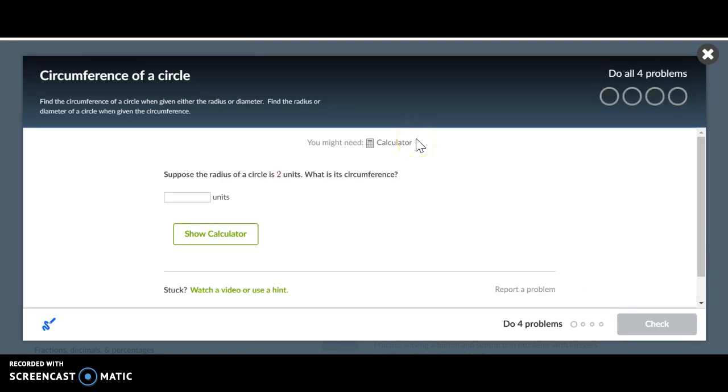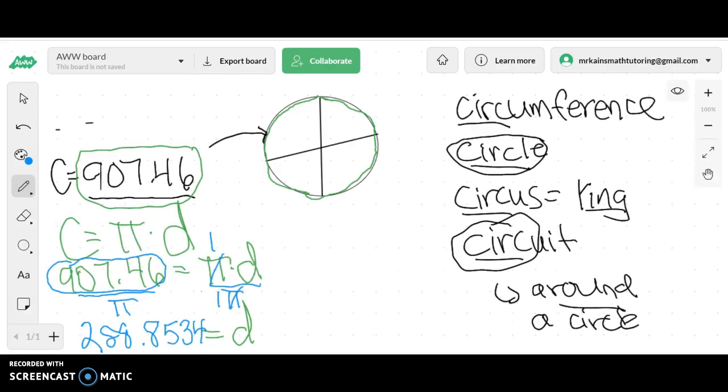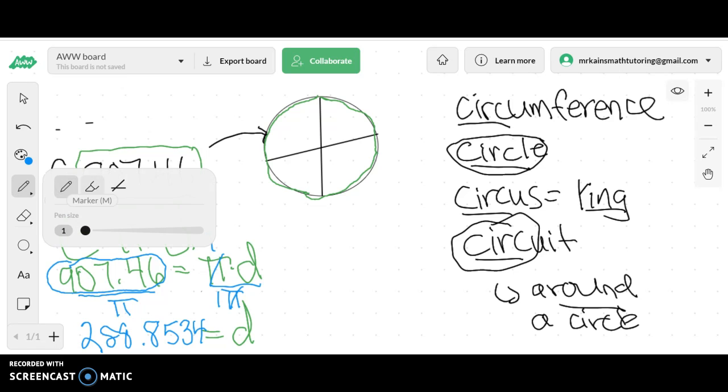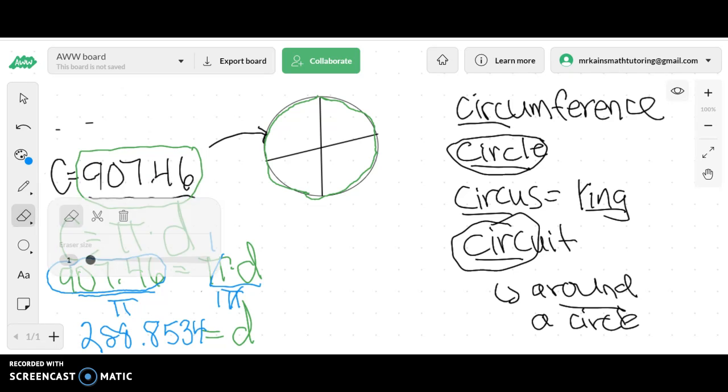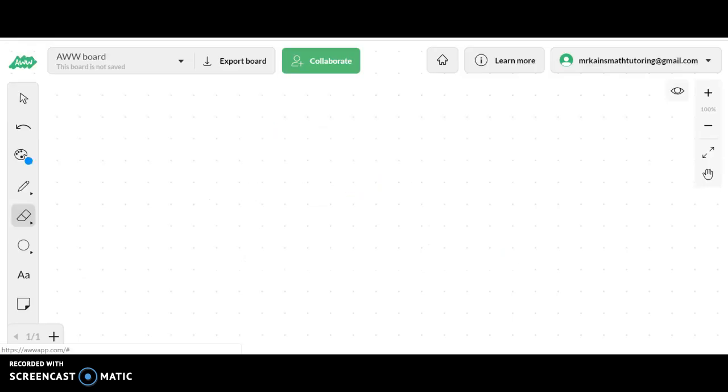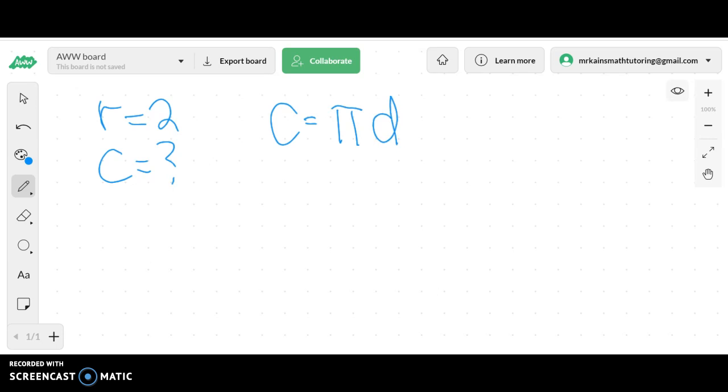It says, suppose the radius of a circle is 2. What is the circumference? Well, let's go ahead and clear off our whiteboard here. So it says that the radius is 2, and we need to find the circumference. So radius equals 2. Circumference equals what? We know that the formula again, circumference is pi times diameter. But we're not given the diameter.